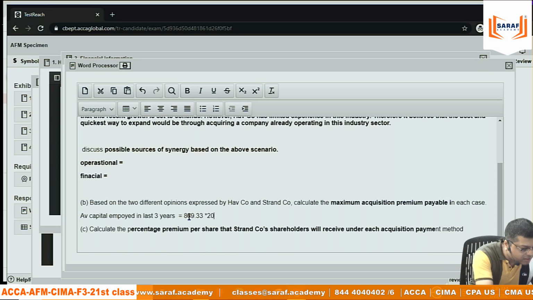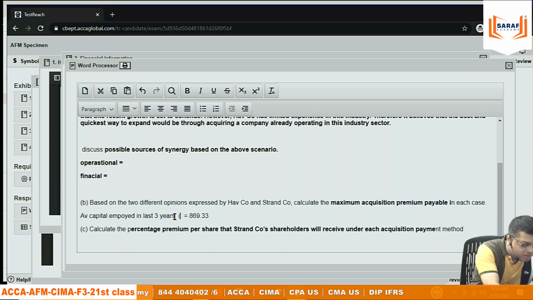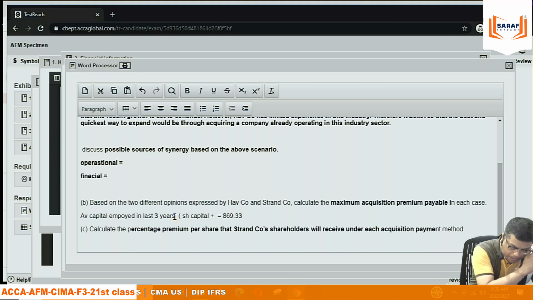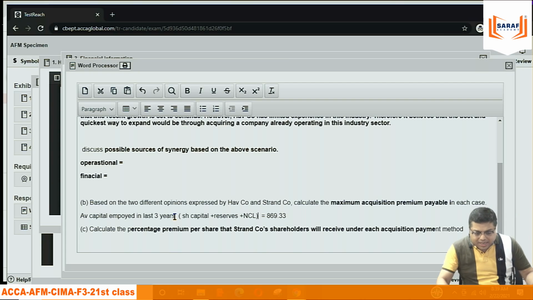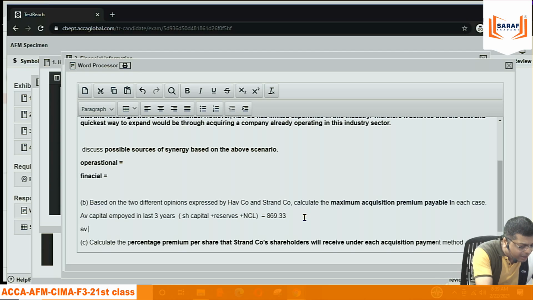इंटू 20%, ये हो गया एवरेज कैपिटल एम्प्लॉयड। हम लोग यहां पर अगर ज्यादा जोश में हैं तो शेयर कैपिटल प्लस रिजर्व्स प्लस नॉन करंट लायबिलिटी, इतना बता देंगे ठीक है, लेकिन बताने की जरूरत नहीं है, ऐसा एग्जामिनर कोई मार्क्स नहीं काटने वाला है। सो एवरेज अर्निंग्स बिफोर टैक्स, एवरेज अर्निंग्स बिफोर टैक्स 869.33 into 20%, how much?